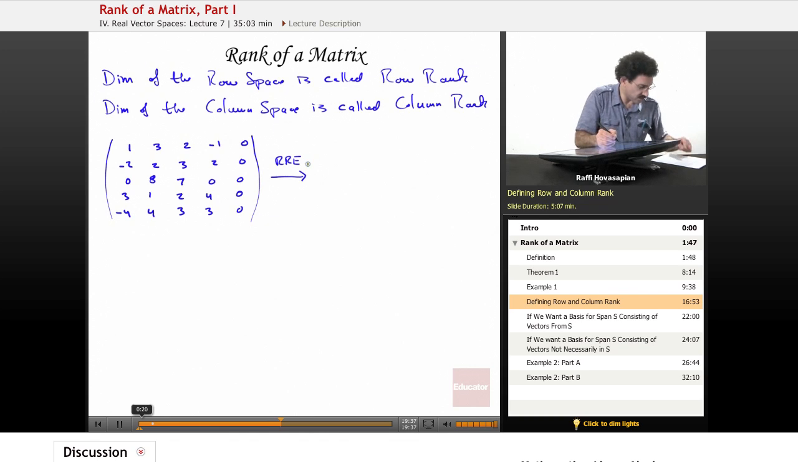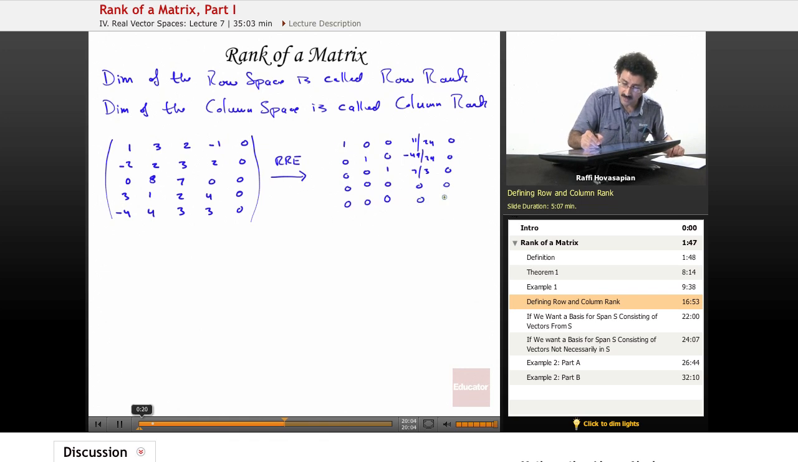We convert to reduced row echelon, and we get the following: 1, 0, 0, 0, 0, 0, 1, 0, 0, 0, 0, 0, 1, 0, 0, 11/24, 0, minus 49/24, and 0, 7/3, 0, 0, 0, 0, 0. Okay, here we go. Now we have this column, and this column. The first, second, and third columns have leading entries in them.